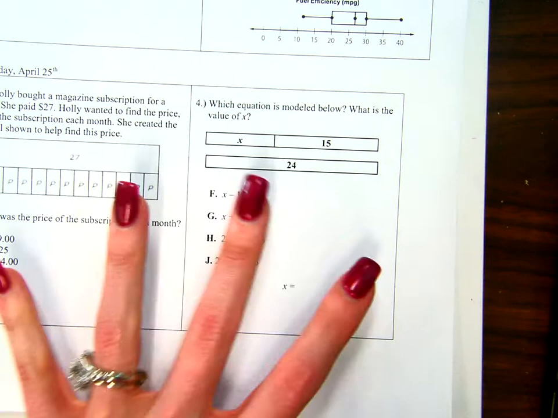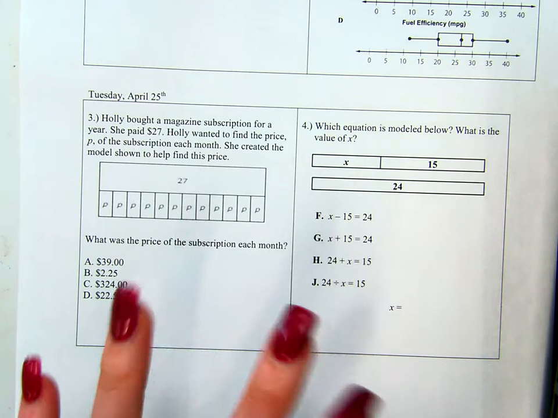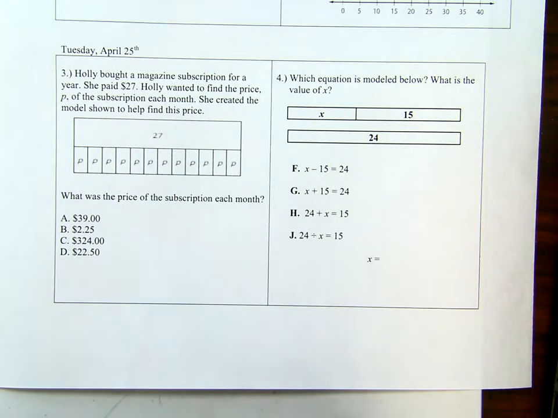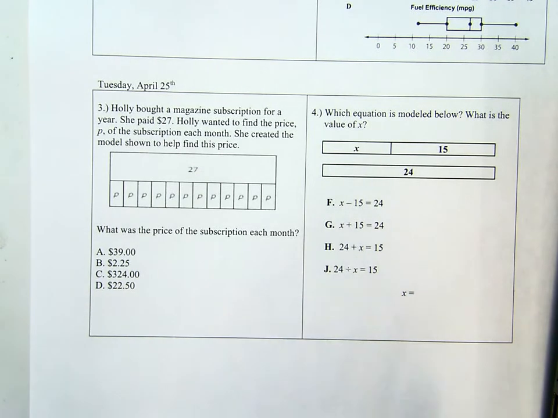All right, so we're on Tuesday, April 25th's homework, and we're going to look at the model and solve this question together. So let's go ahead and read carefully first. It says Holly bought a magazine subscription for a year. She paid $27. Holly wanted to find the price, which is P, of the subscription each month. She created the model shown to help find this price.